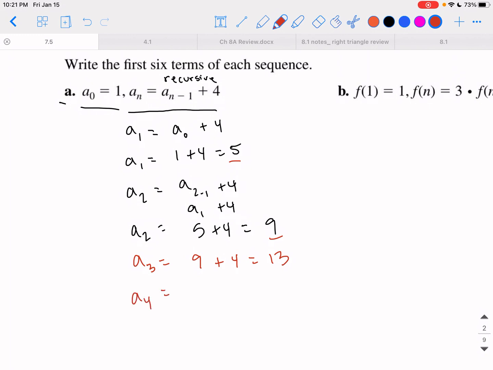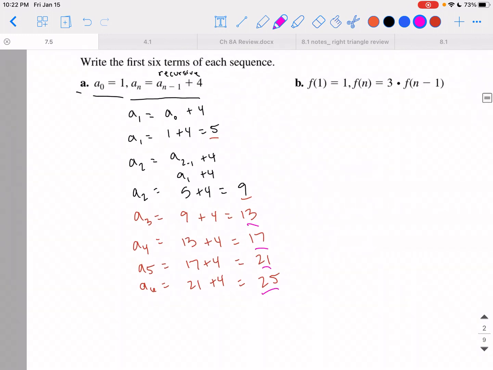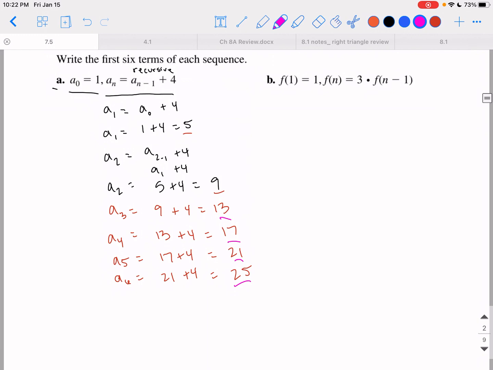A sub 4 is equal to our previous term, a sub n minus 1, which would be 13. That's a sub 3 plus 4, so we'll have 17. And then a sub 5 will be equal to 17 plus 4, 21. A sub 6 will be equal to 21 plus 4, so 25. And you can see this is a long, tedious process, and you must use the previous term to get to the next term. It's basically like you have the series written out itself. Okay, so our first terms are 1, 5, 9, 13, 17, 21, and 25.